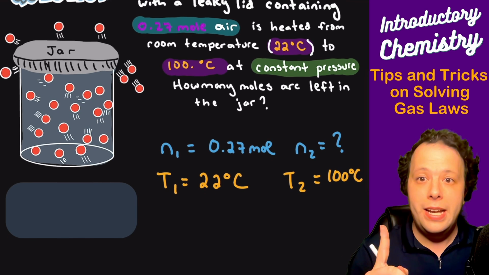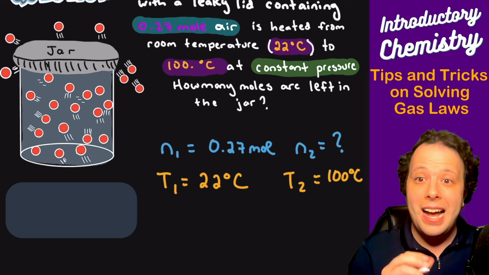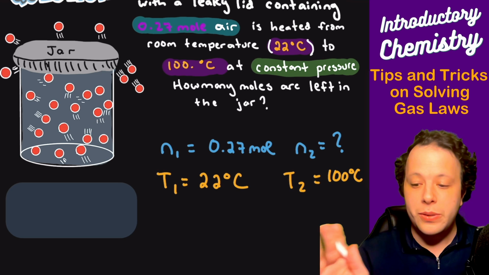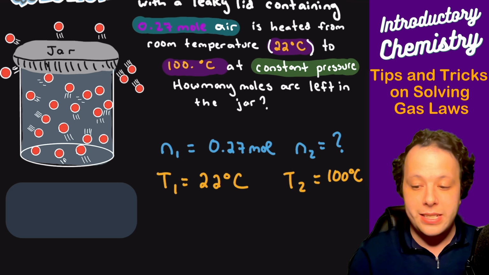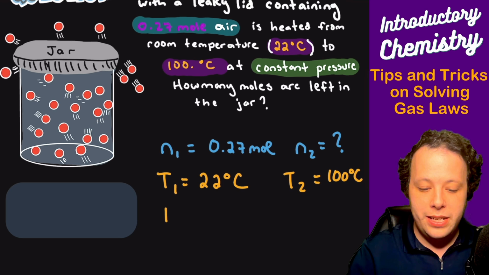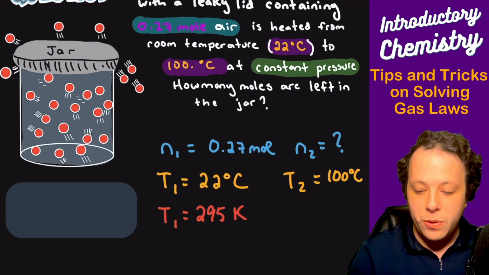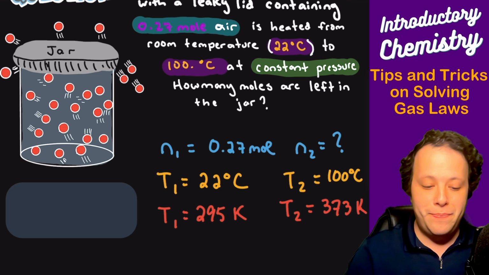Now, the thing about gas laws is you have to remember what units temperature can be in. It has to be in Kelvin. So let's quickly convert these to Kelvin. The quick conversion is to add 273 to each of your Celsius numbers. So what we're going to get in terms of Kelvin is 295 Kelvin for T1, and then T2 is going to be 373 Kelvin. So that's our quick conversion.